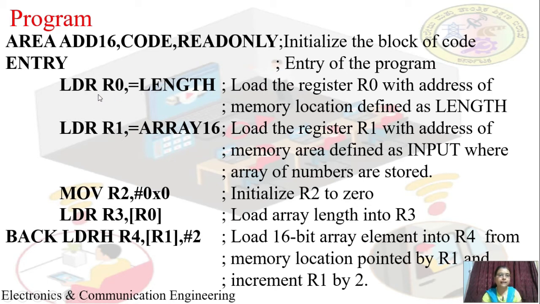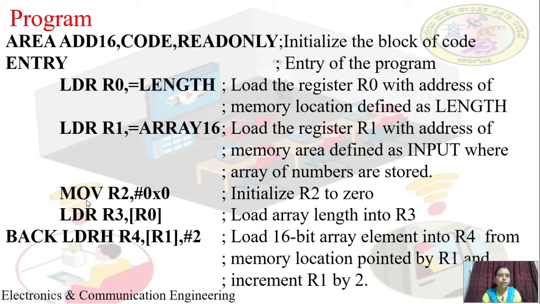So here the LDR instruction means load the register R0 with the address of the memory location defined as length. Length is nothing but a label which has a memory location, and that is loaded into the register R0. Next, LDR R1, =array16. Similarly, load the register R1 with the address of the memory area defined as array16. Array16 is also a label which has the memory location where the array of elements is defined, and that is assigned to the register R1, right?